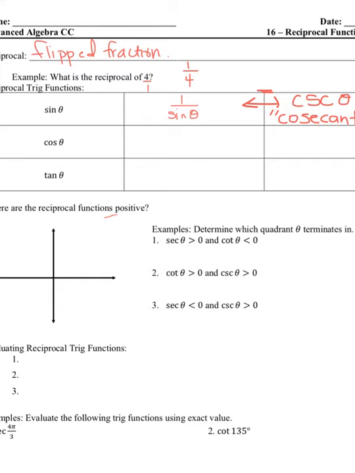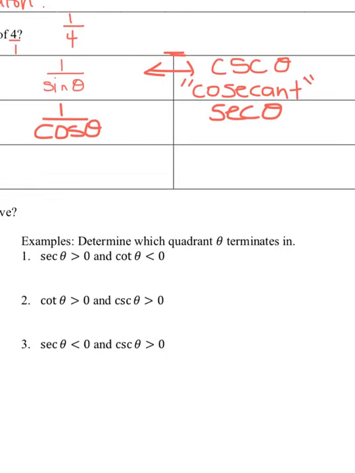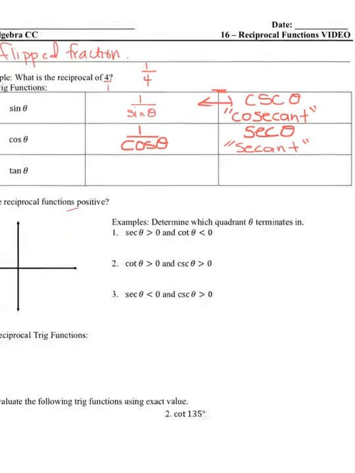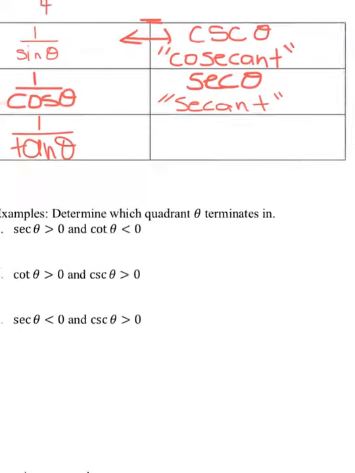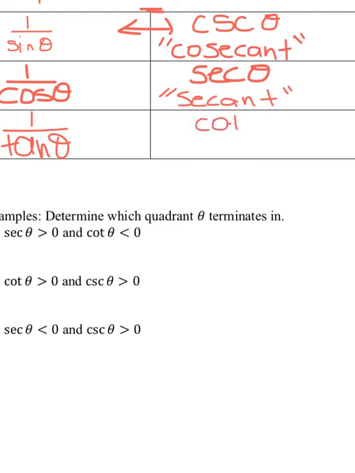Cosine of theta, the reciprocal of cosine of theta is 1 over the cosine of theta. That name is the secant of theta. So you have cosecant and secant. And remember, that's not equivalent to the cosine. It's just the reciprocal of it. And then the last one is tangent. This one's easier. The reciprocal of tangent is 1 over tangent theta. And that is cotangent of theta. Cotangent.